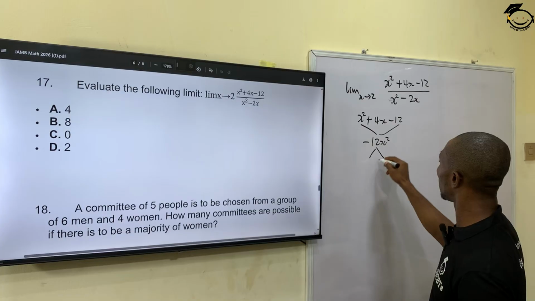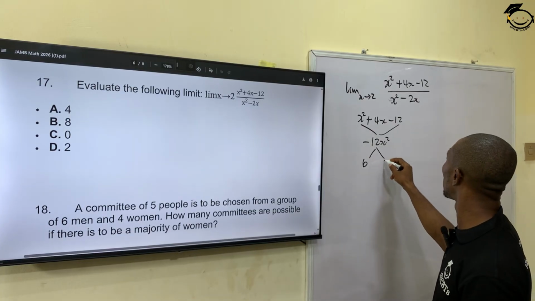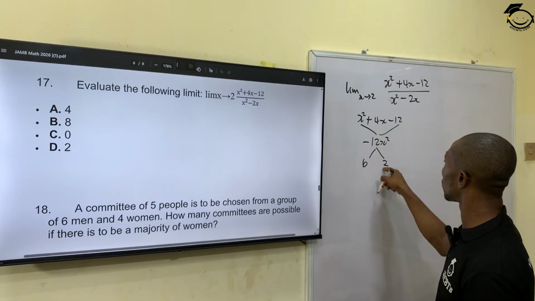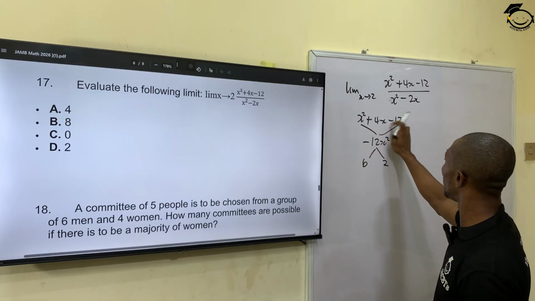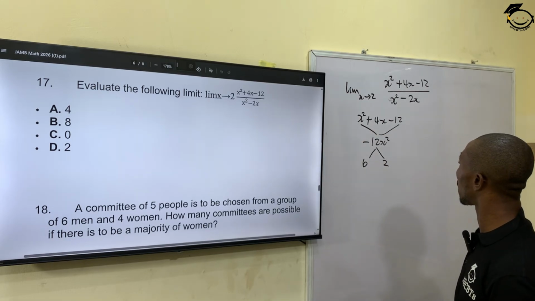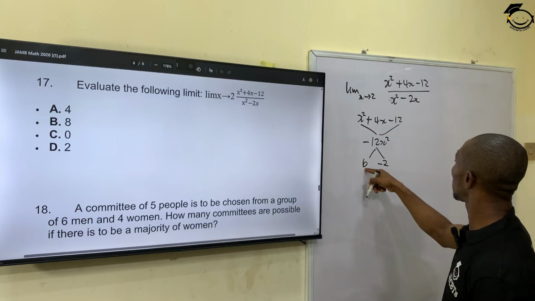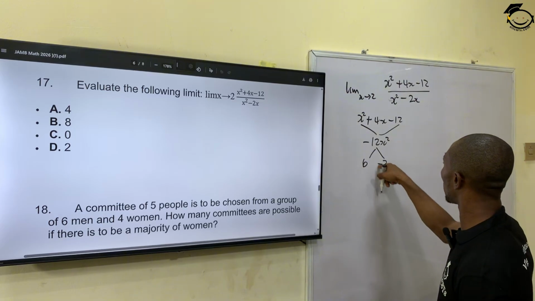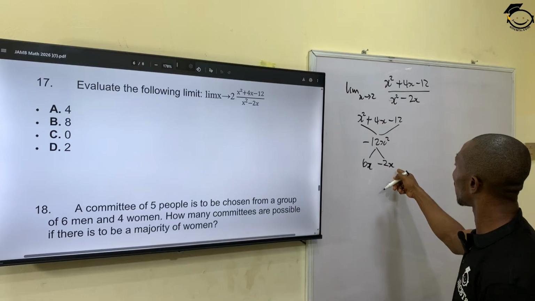So let's consider 6 and 2. Okay, 6 and 2. 6 times 2 will give us 12. 6 minus 2 will give us 4. Now, since this is positive and negative, let's check if it will balance our equation. So this will become minus 6, minus 2 will give us a positive 4, and plus times minus will give us a minus 12. So we are going to use our 6x and minus 2x.